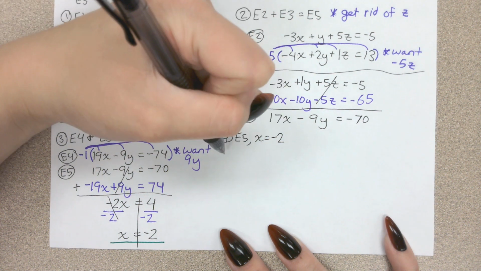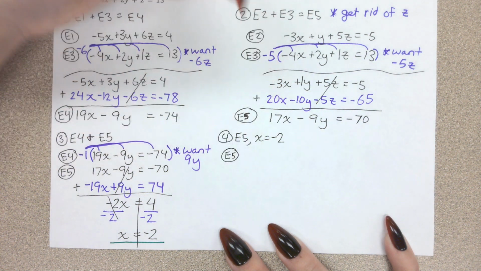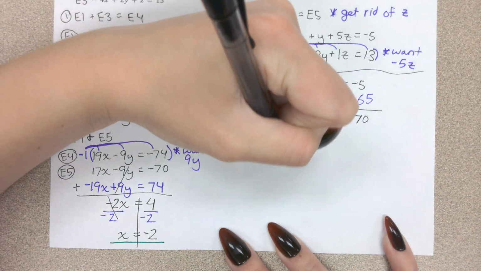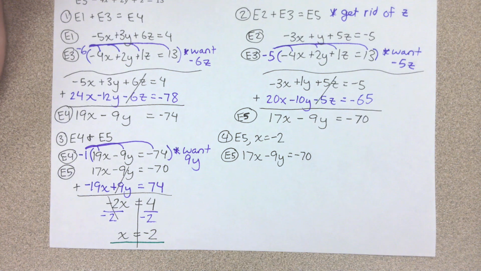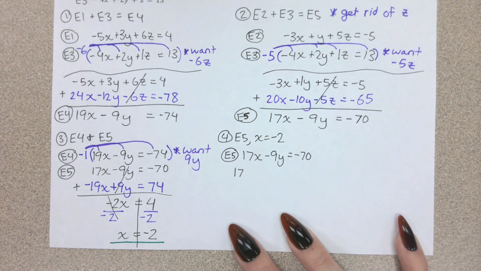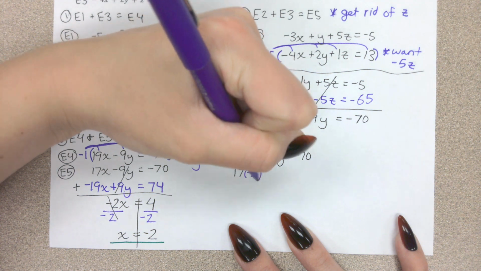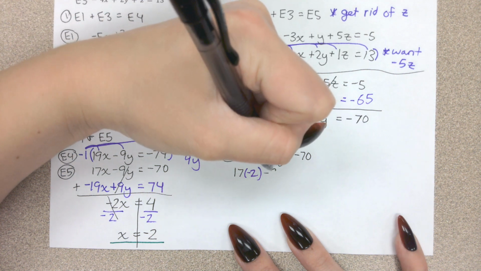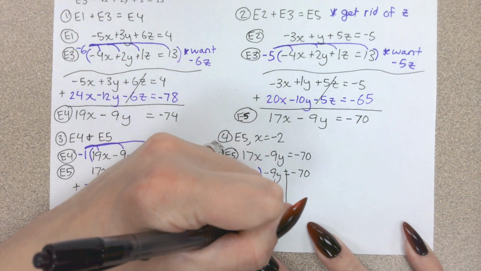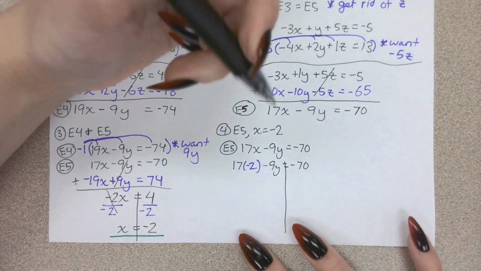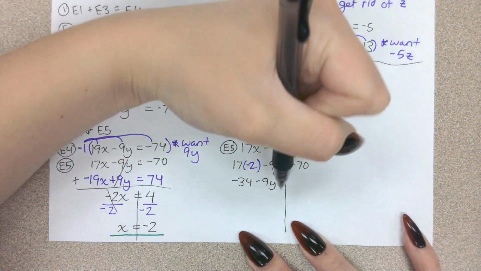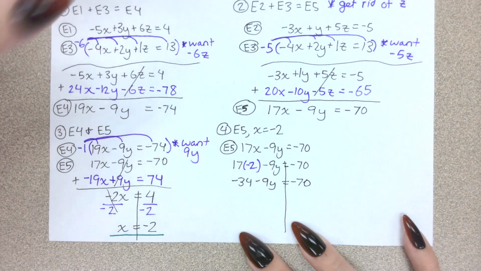So we have E5, which is 17x minus 9y equals negative 70. 17 times x, which is negative 2, minus 9y equals negative 70. 17 times negative 2, this is negative 34, minus 9y equals negative 70.